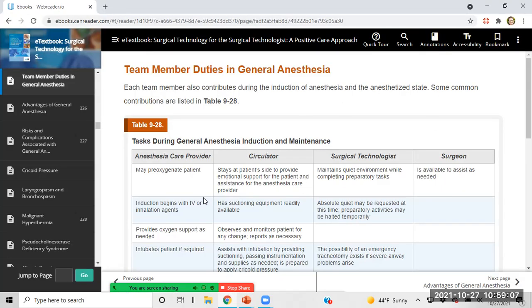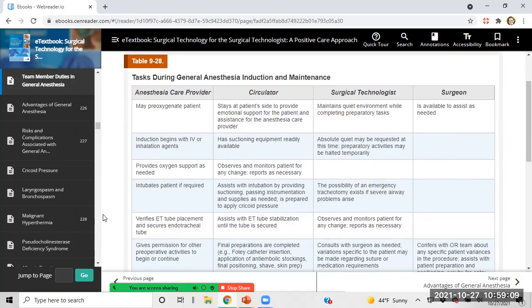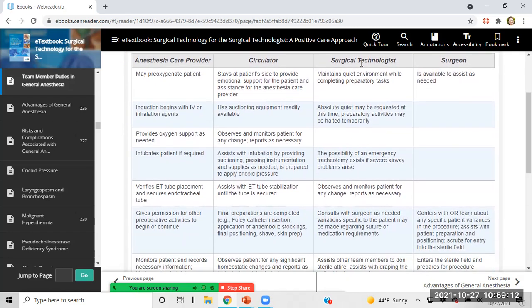Okay, there's another table talking about your responsibility. Here you want to make sure you read through every bit of this and are familiar with what's happening at each phase and what you're responsible for. Of course, you can see absolute quiet may be requested during induction with IV or inhalation agents.